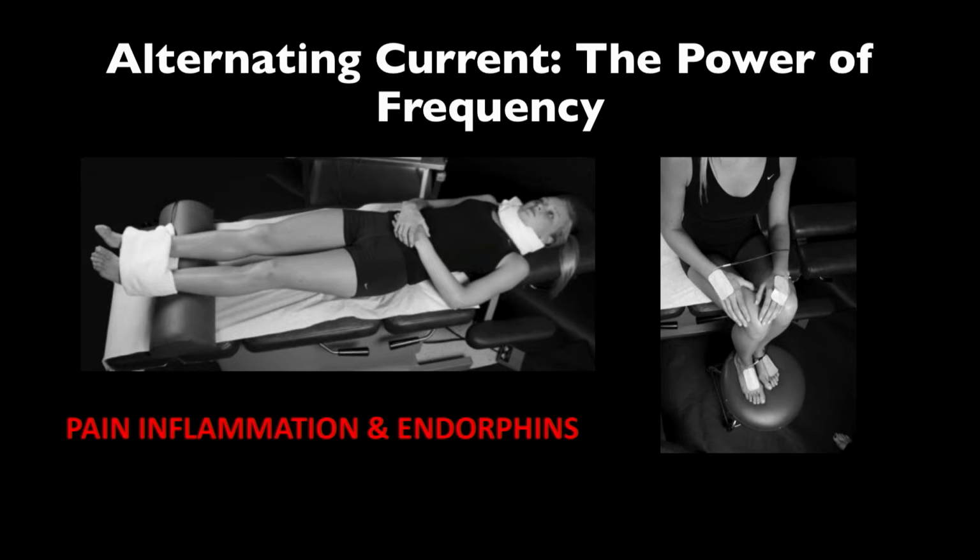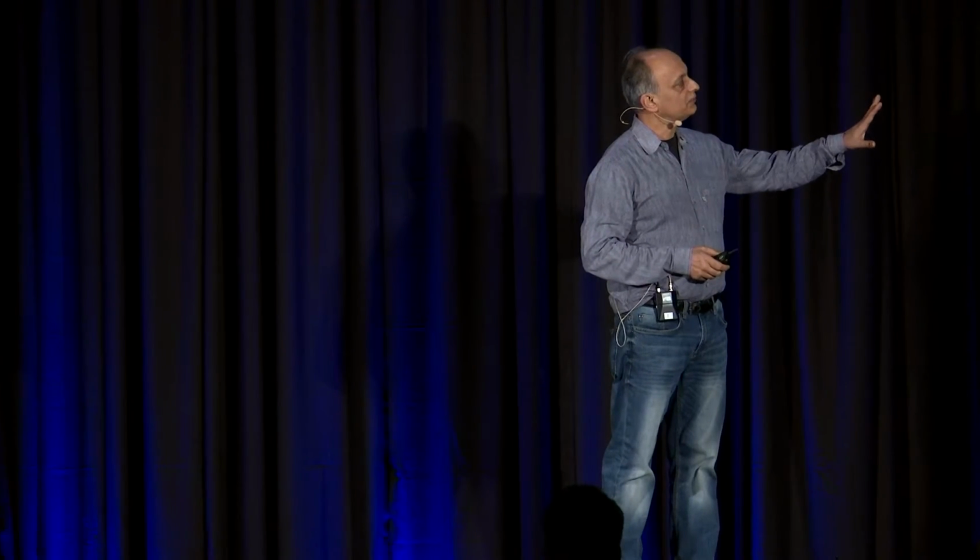And if you move on to alternating current, what alternating current does is to give us the power of frequency. So what you see up here on this slide is a treatment that's happening for fibromyalgia for this patient. And we look at the effect of this kind of AC current on pain, inflammation, and endorphins in the body. So this patient is receiving alternating current treatment at the neck and at the feet using 2 channels of current.